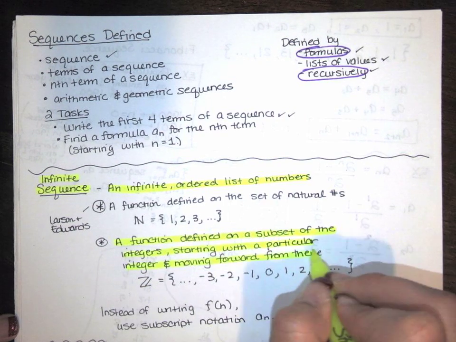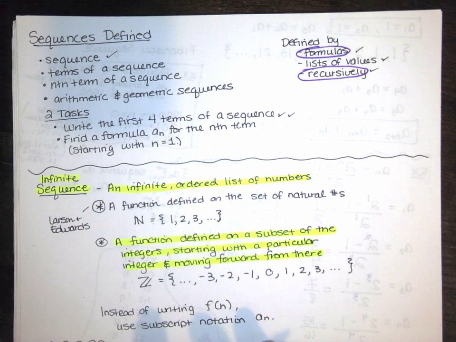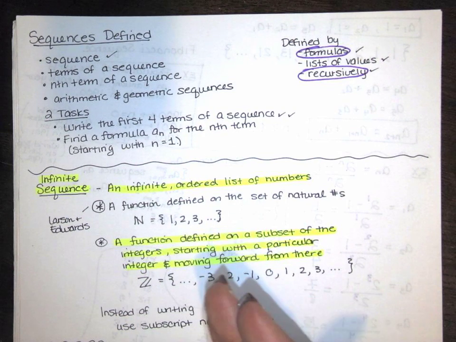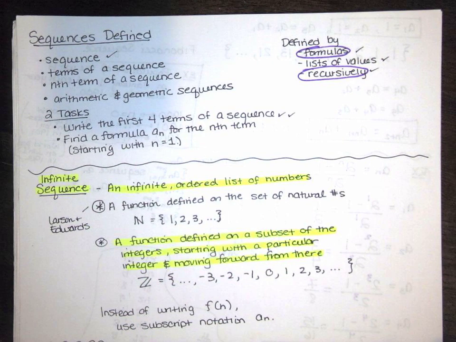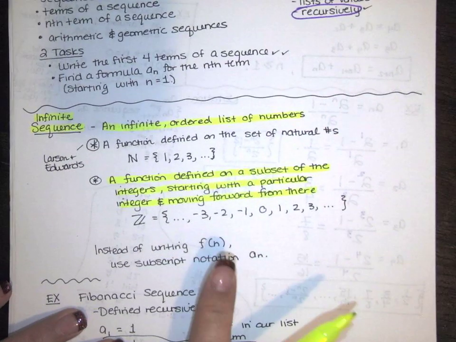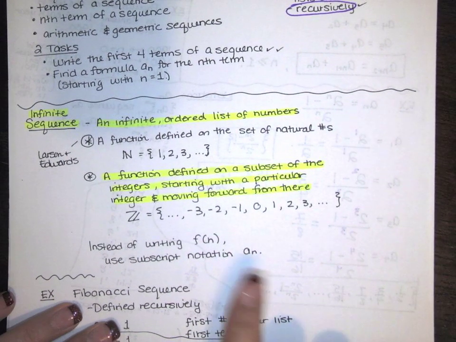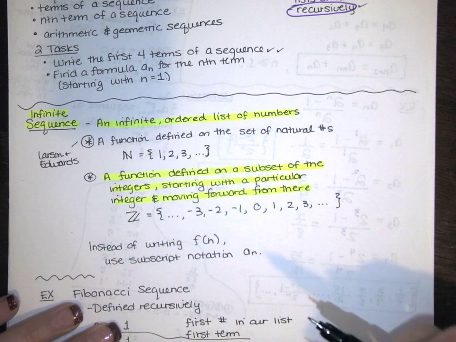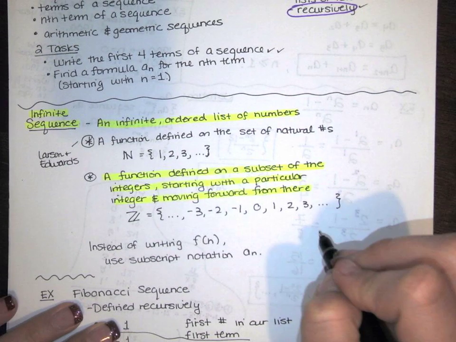That's so wordy that our textbook author says it's defined on the set of natural numbers, and then they loosen that. So I'm not going to use their definition because they don't even hold to their definition all the time. Just know that you're going to start at a particular integer and then increase by 1, and increase by 1, and increase by 1. And then rather than using this f of n notation for this function, we're going to use subscript notation.